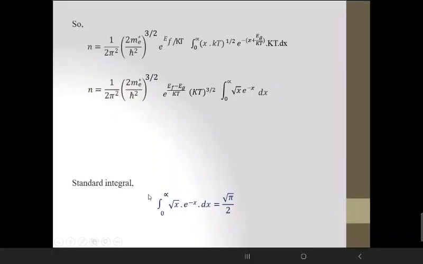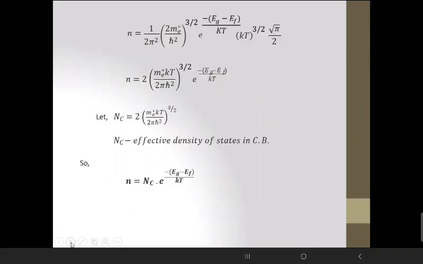So the standard integration 0 to infinity root of x exponential of minus x dx is equal to root of pi by 2. This will be given in your exam, so don't worry. But you have to make your equation this way, then apply that. When you apply that, you will get this formula.